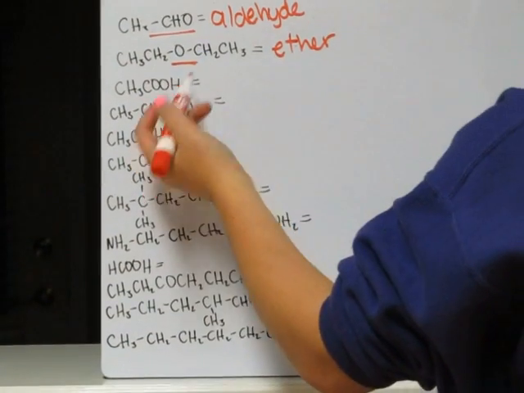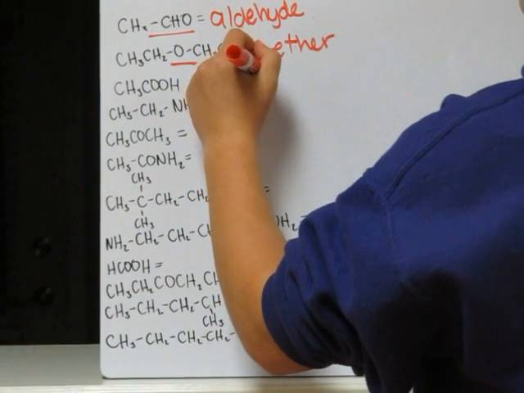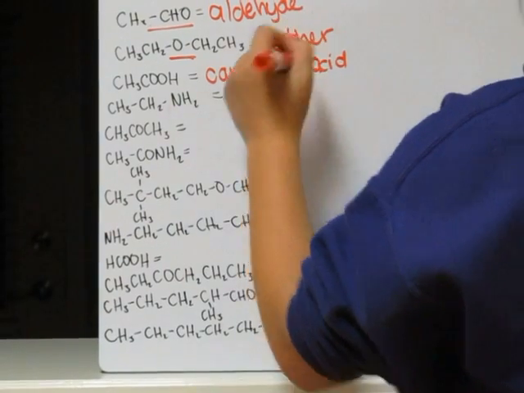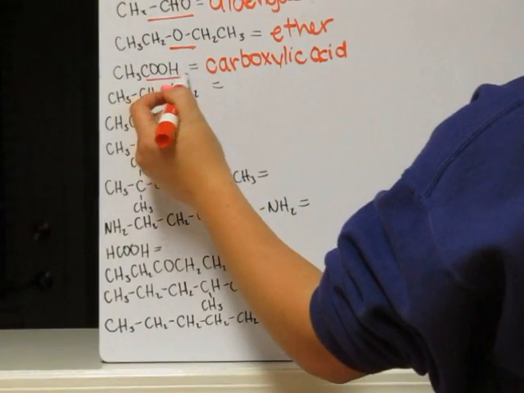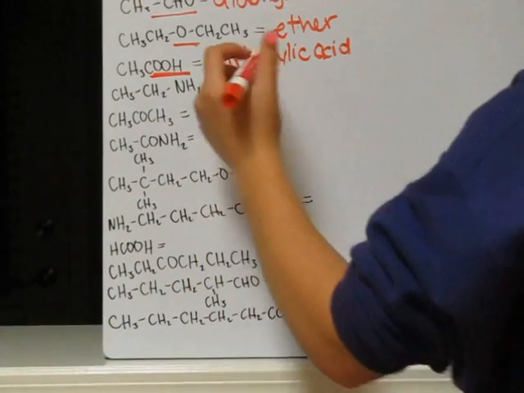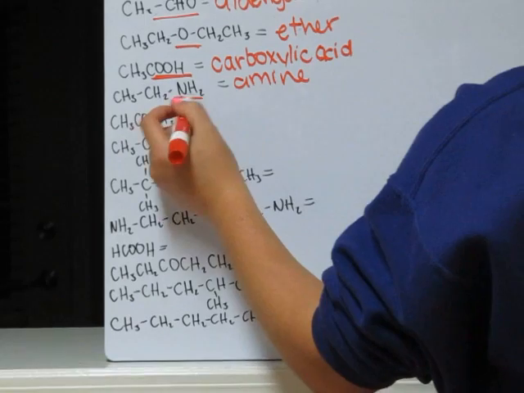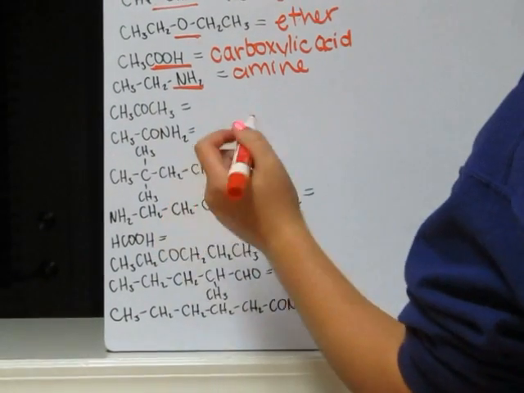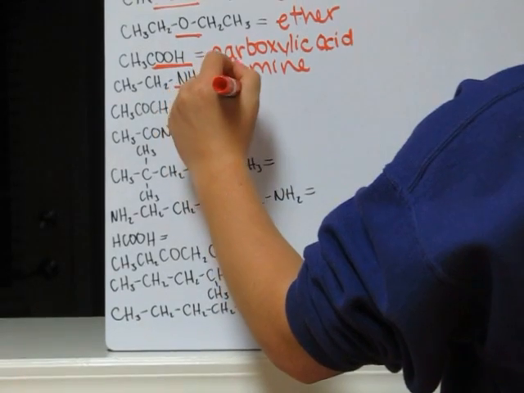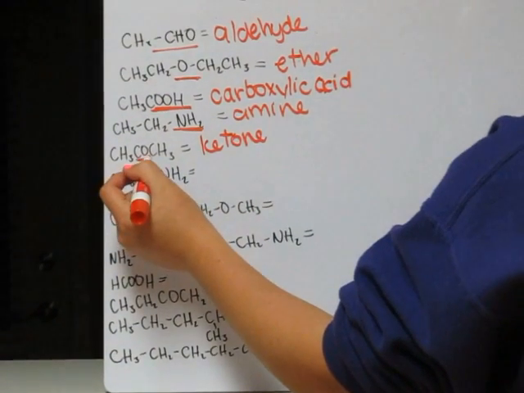Our next example is a carboxylic acid, and we know this because of the COOH group there. The next example we have is an amine, and we know this because of NH2. The next example is a ketone. This is because there is a CO group connecting two carbons.